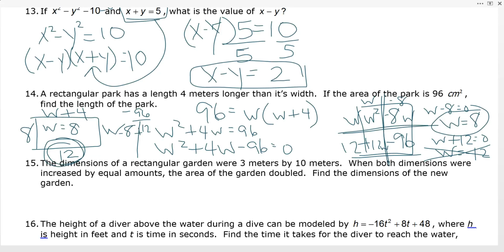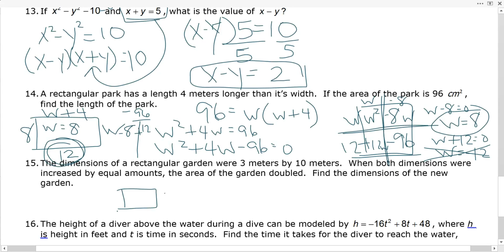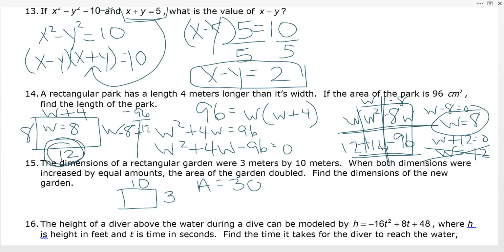Okay, here we go with another rectangle. This one is 3 by 10. So the area is 30. We're going to add the same amount to both sides, and the area is going to double. So we have 10 plus x and 3 plus x because it's the same amount, and it's going to be equal to 60.